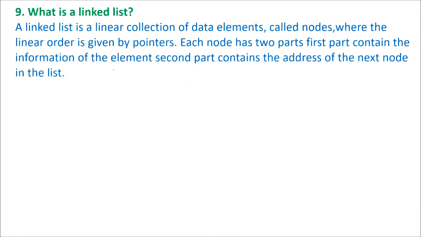What is a linked list? A linked list is again a linear collection of data elements. We call them nodes, where the linear order is given by pointers. Each node has two parts. The first part contains the information, that is, the data value of the element. And the second part contains the address of the next node in the list.